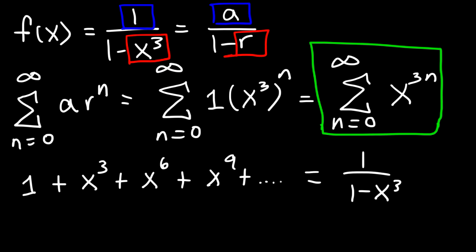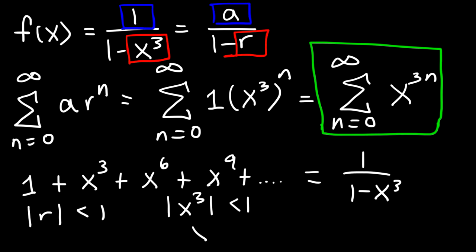And those x values will be based on the interval of convergence. To find the interval of convergence, start with this expression. The absolute value of the common ratio is less than 1. And we can see that the common ratio is x cubed. So we could say that the absolute value of x cubed has to be less than 1.